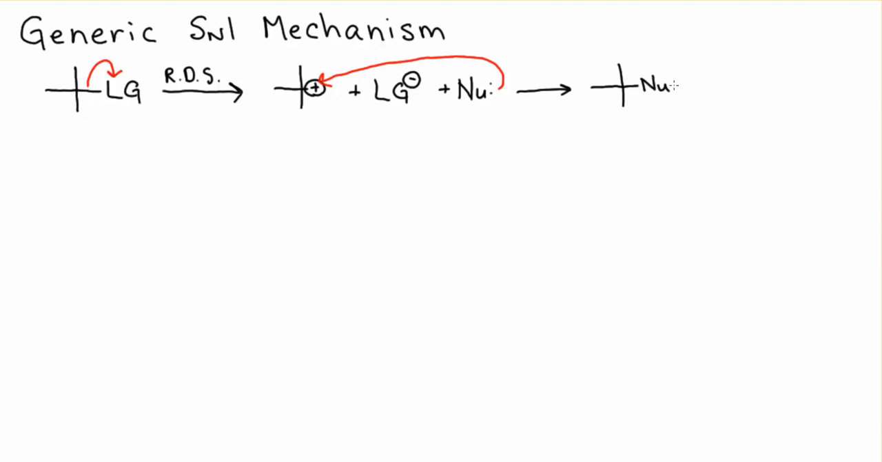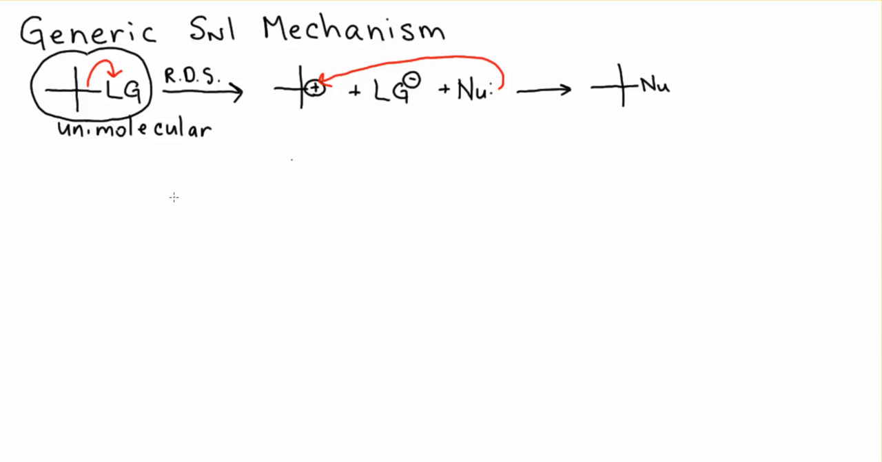The rate determining step is unimolecular, so that is why it is a first order reaction, because only this compound appears in the rate law, so it is substitution nucleophilic of the first order.